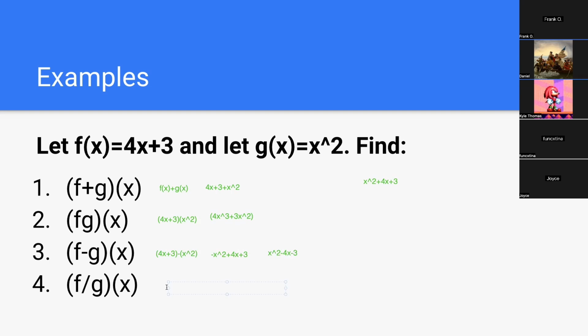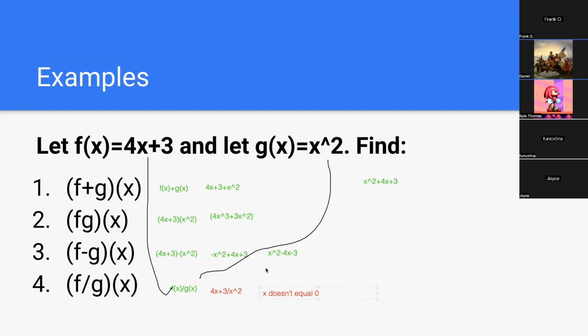Lastly, function f divided by function g. Again, you can break it down into f of x divided by g of x. Then you plug in what f of x equals and what g of x equals. So you would get 4x plus 3 divided by x squared. And then don't forget, I'm not sure how to type the not equal sign, but x doesn't equal 0. This is the important part to remember.